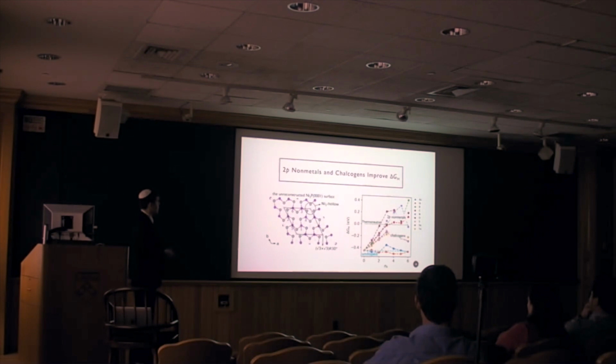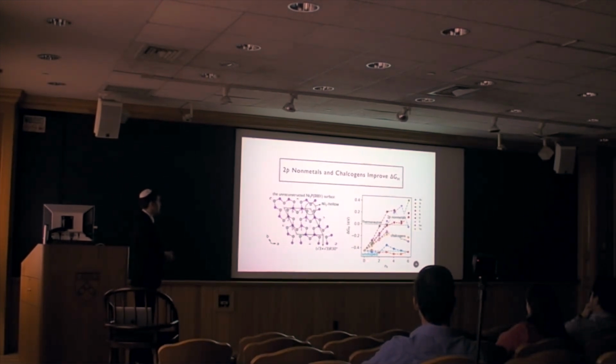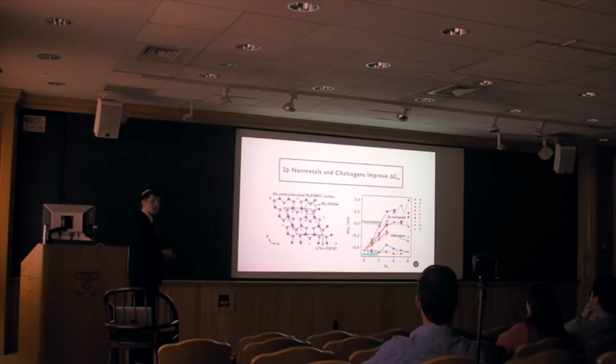So here you can see the results of these calculations. The binding energy shown right here. Our dotted line here is what we're trying to achieve. And this point right here is what we start with. And this is the concentration of the dopant of different nonmetals. And here are the different species that we considered. Okay? The first trend that you can see is for arsenic and silicon.